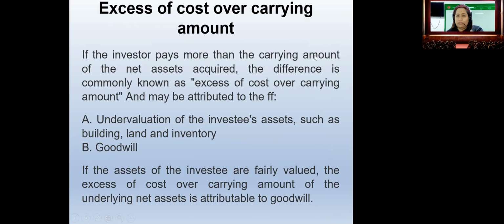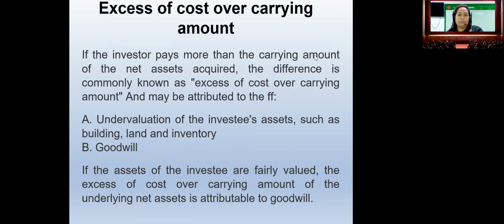Okay? Now, ma'am, bakit po nagkakaroon ng possibility na magbabayad ka ng mas mataas kaysa dun sa carrying amount or book value ng binili mo? As stated in the standard, the excess can be attributable to, first, undervaluation of the investee's assets, such as building, land, and inventory. Okay. So, syempre, nasa libro yan, yung book value na tinatawag natin. So, halimbawa, 100,000 yung book value ng net assets ng ating investee, pero yung kanyang building, yung kanyang land, yung kanyang inventory is undervalued. Ibig kong sabihin, mas mataas yung kanyang value talaga kaysa doon sa value niya sa libro.